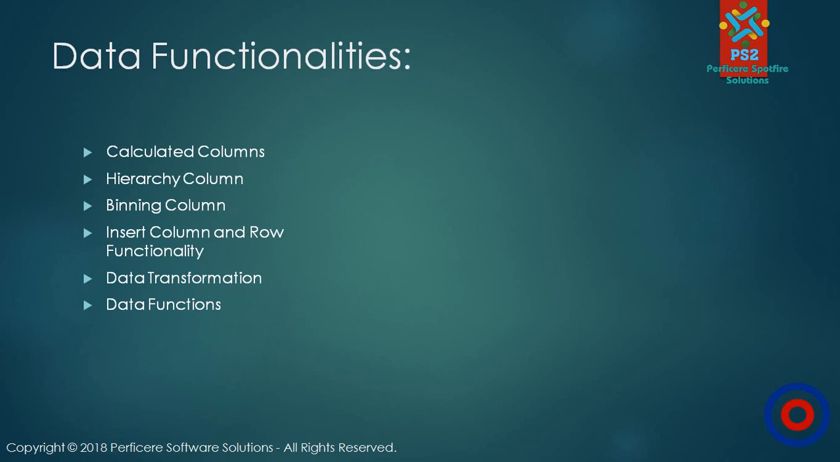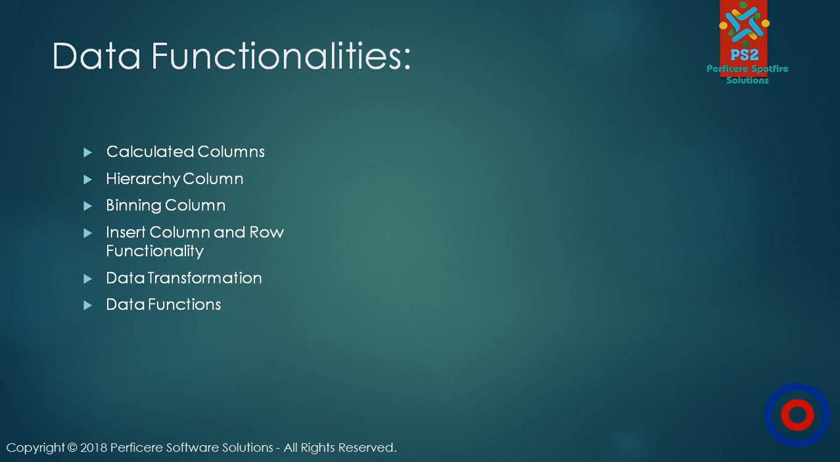Then there are the data functionalities: how you can create calculated columns, how you can create a hierarchy between columns, and how you can add expressions in it. So what are the calculations and functions you can use while creating these calculated columns. Then insert column and row functionality, like if you want to merge two data tables, how you can merge them. So we are going to explain the same.